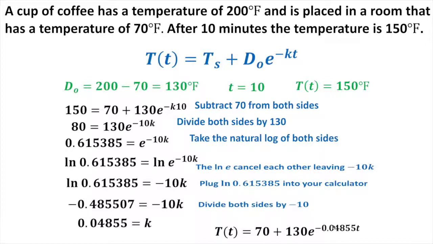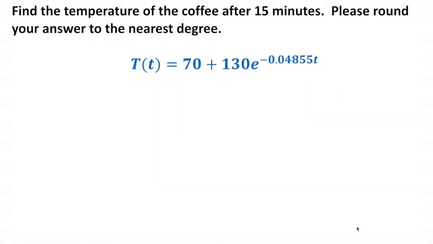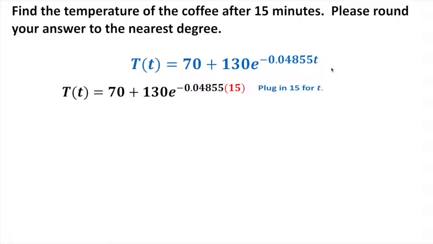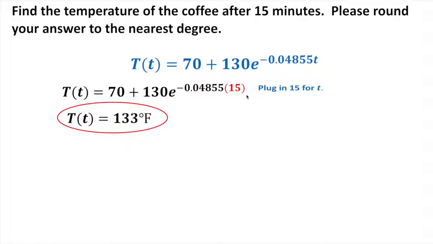I can just plug in the number of minutes here for t and then find this out, which is what the next one is. We have to find the temperature of the coffee after 15 minutes. Okay, after 15 minutes, all we're going to do here is just plug in 15 for t. So I take this and I rewrite it, only I plug in 15 for t. And I plug that into my calculator exactly like I see it here, 70 plus 130 times e raised to the negative 0.04855 times 15. If you're using a TI-84 or 83, make sure you're using parentheses around these right here, okay? All right, we do that, we end up with 133 degrees is what the coffee will be after 15 minutes.